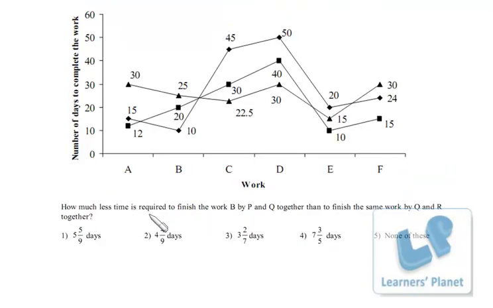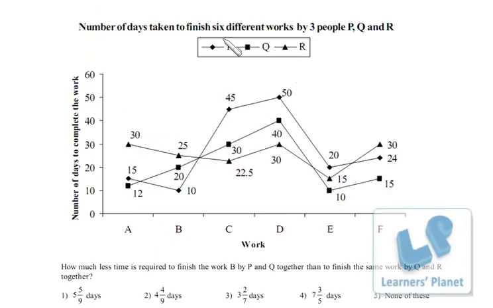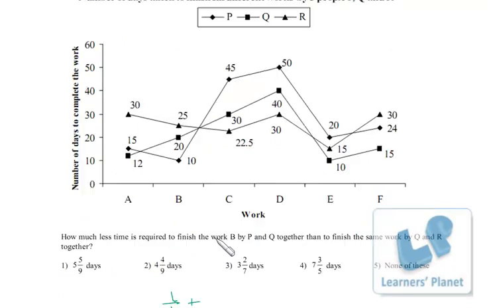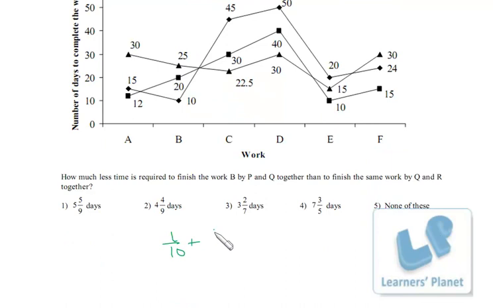How much less time is required to finish the work B by P and Q together than to finish the same work by Q and R together? Okay, so work B, again we have to take the unitary method. P, this one, so in 1 day P will be doing 1 upon 10th of the work, and Q will be doing 1 upon 20th of the work, right? So total duration by P and Q will be 20 by 3. That's work B, right?